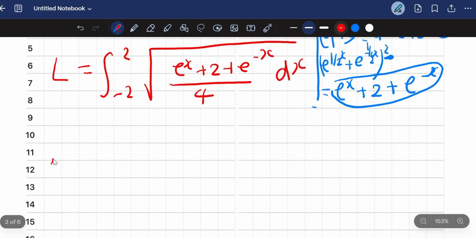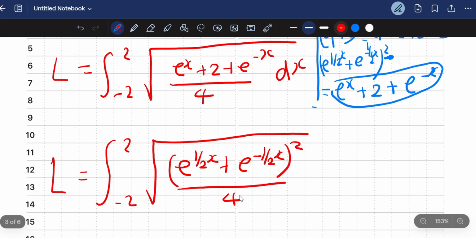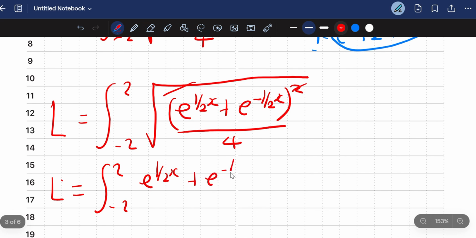So for that, I can have my arc length L equals the integral from 2 to negative 2 of the square root of, and I can just have what? e to the power of half x plus e to the power of negative half x, all squared, over 4, which is pretty simple from here. If I solve, I'm just going to have that L equals the integral from 2 to negative 2. This is going to take out the square root, and you know that here is going to go to e to the power of half x plus e raised to the power of negative half x over 2, dx. Now, we're always forgetting about the x, so we should include all that.